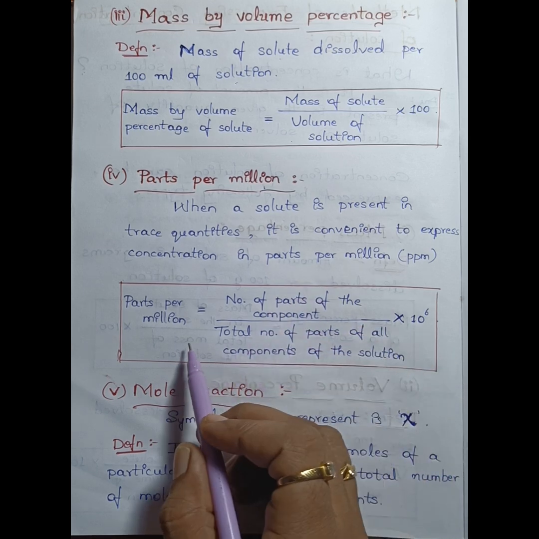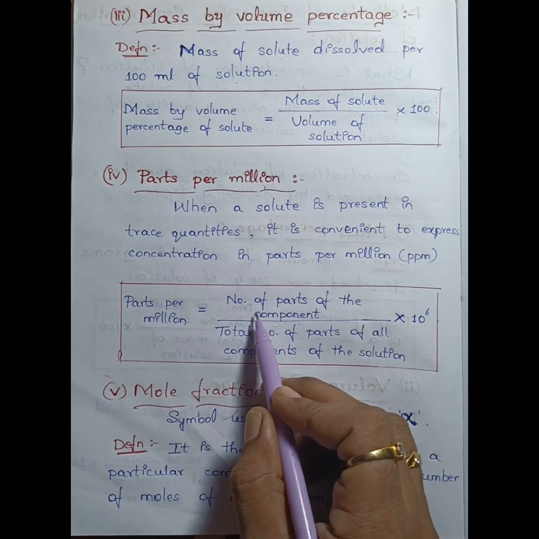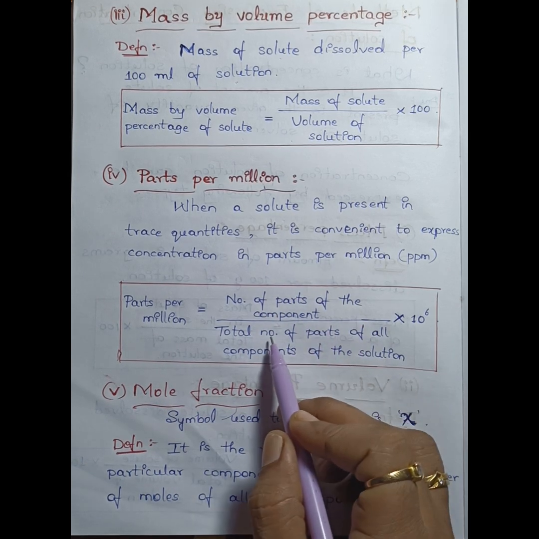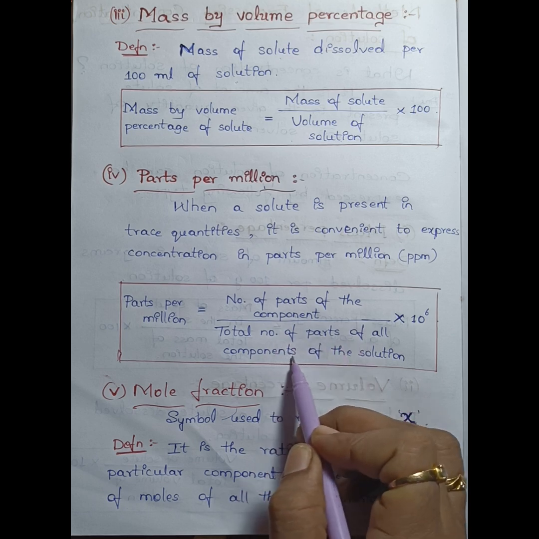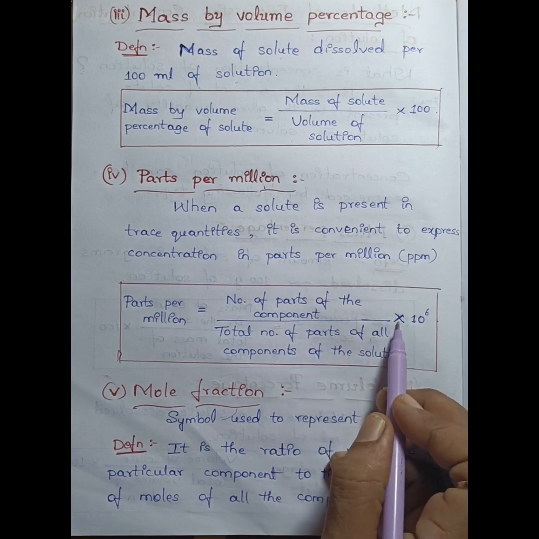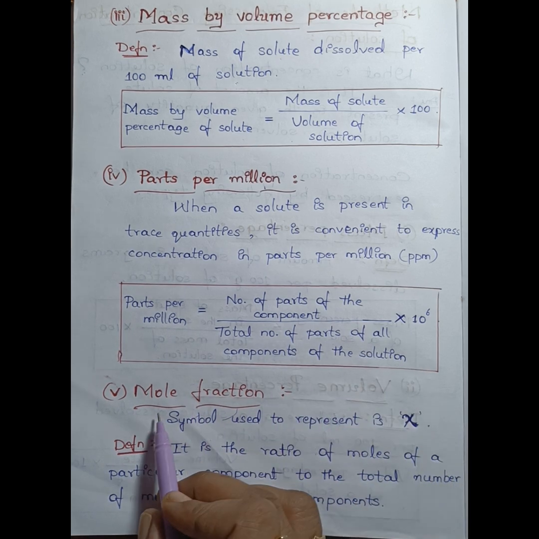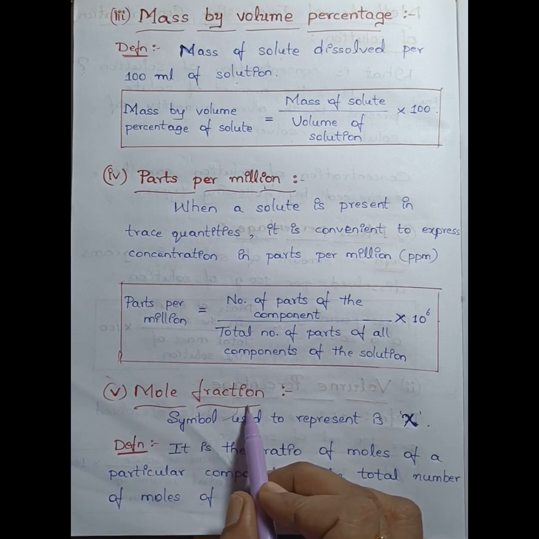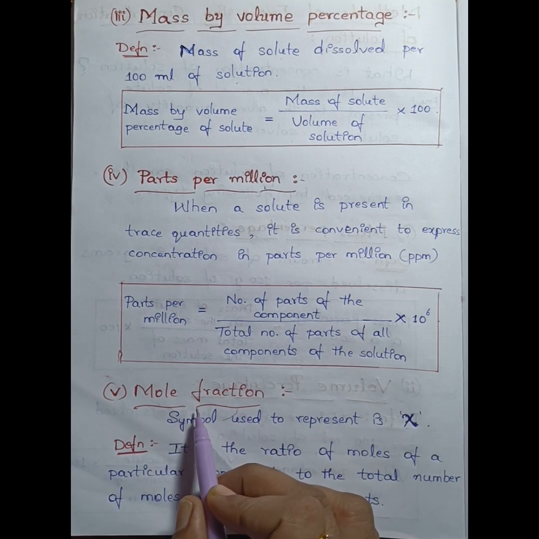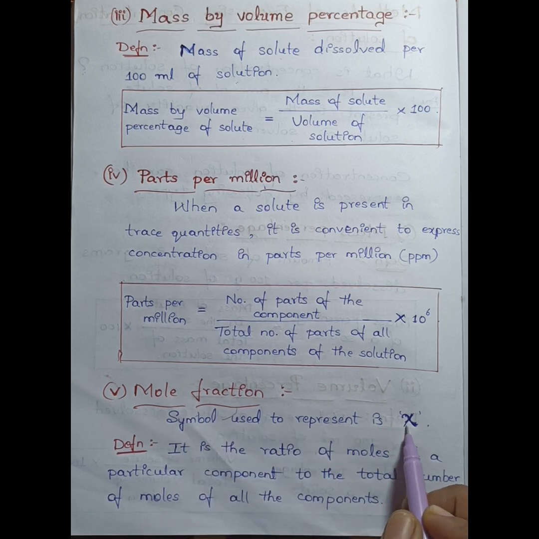The formula to calculate parts per million is number of parts of the component by total number of parts of all components of the solution into 10 to the power 6. So next, the fifth one is mole fraction, and the symbol used to denote mole fraction is chi. This is read as chi.